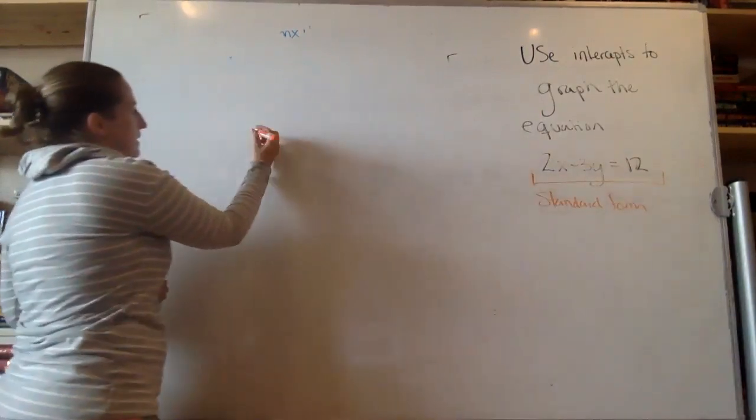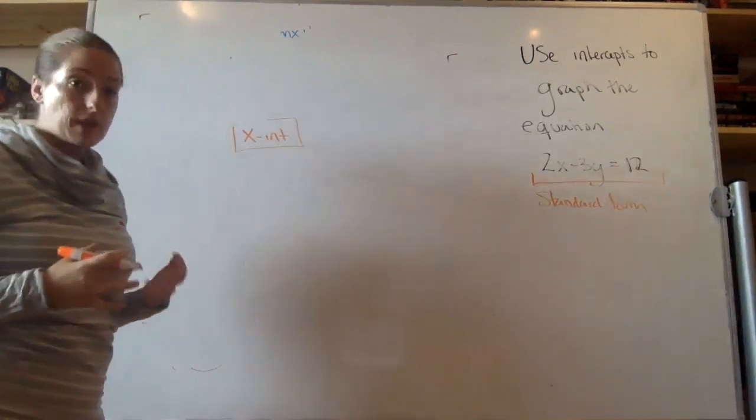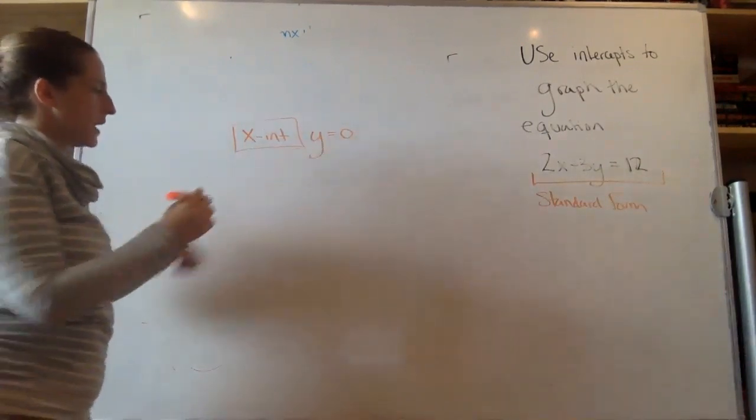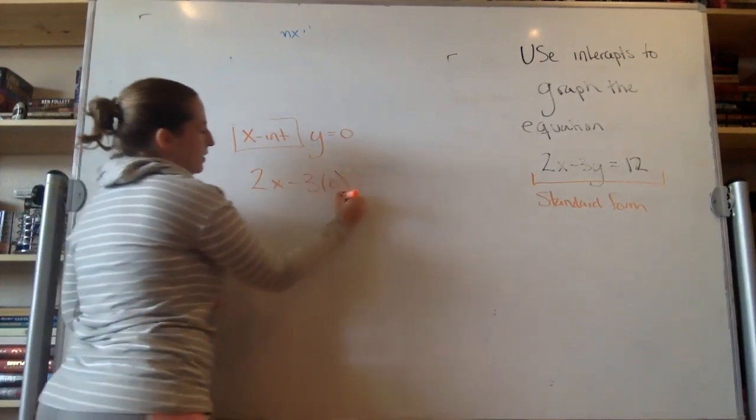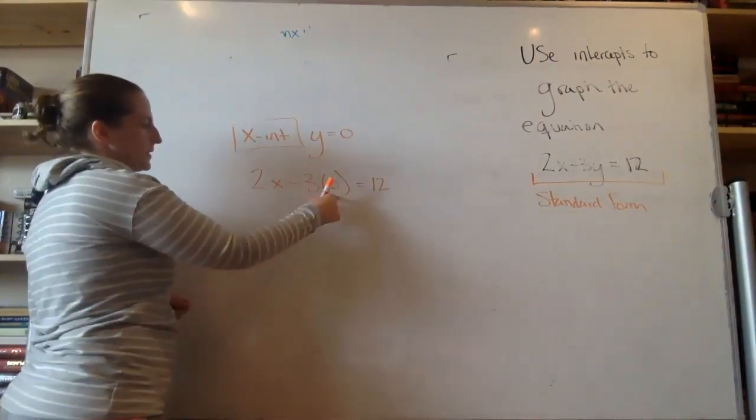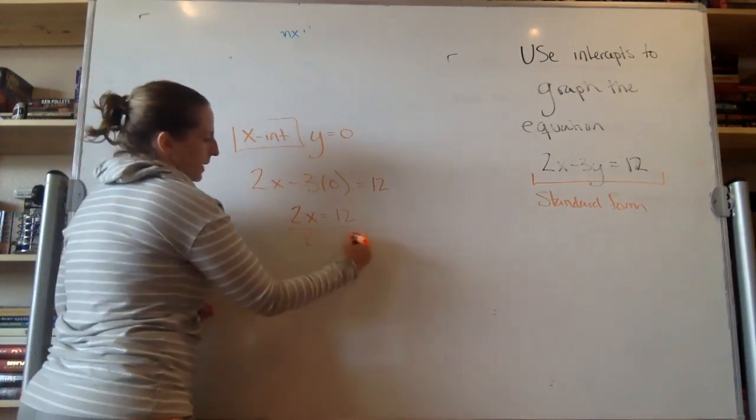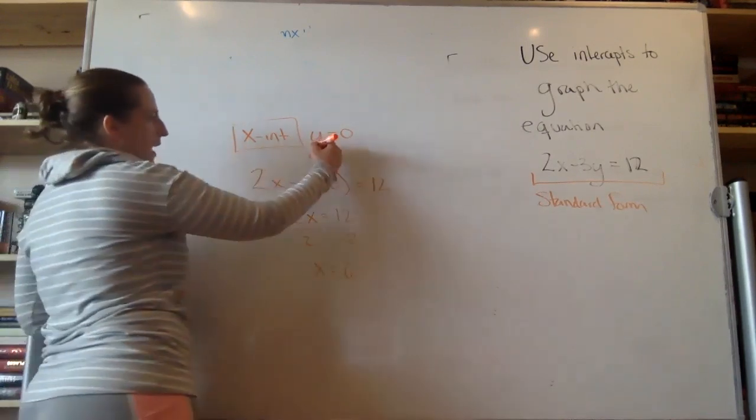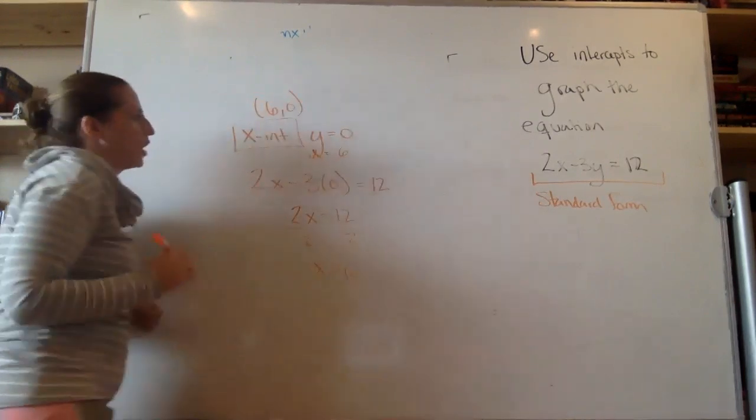So let's do that. Let's start by finding our x-intercept. How do we find an x-intercept anytime, anywhere? We can always find an x-intercept by setting y equal to 0. So I'm going to take my equation, 2x minus 3y equals 12, and set y to 0. So 2x minus 3 times 0 equals 12, and then I'm going to solve for x. Well, 3 times 0 is 0, so I'm just left with 2x equals 12. Dividing both sides by 2 gives me x equals 6. So my x-intercept is at y equals 0, x equals 6. As an ordered pair, that looks like (6, 0).